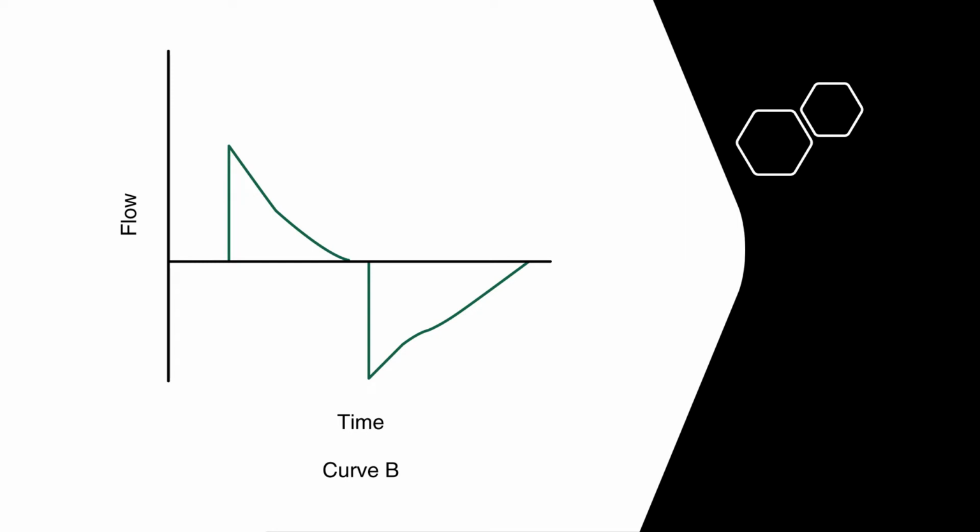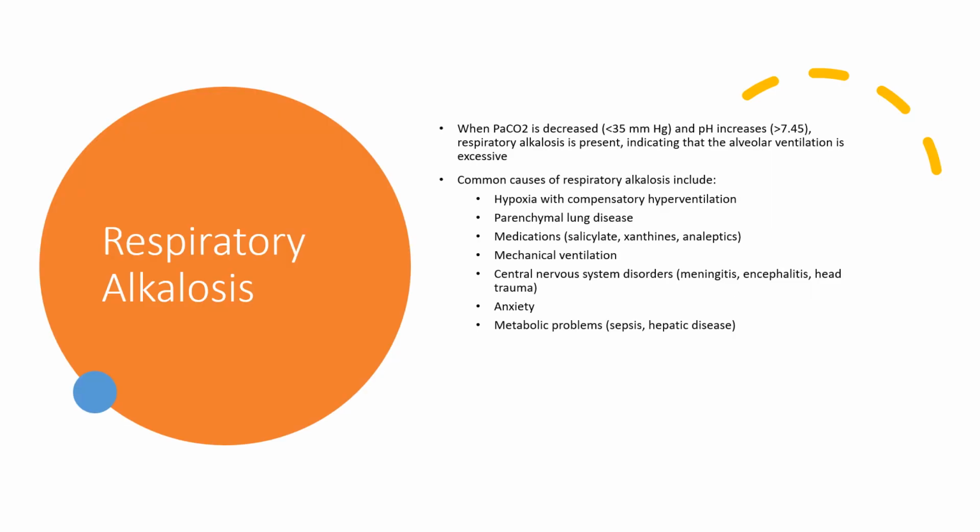So here showing another flow scalar going to 0, right? And then that's where you would adjust your I time. All right, what about a respiratory alkalosis?